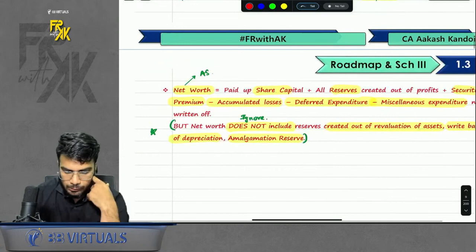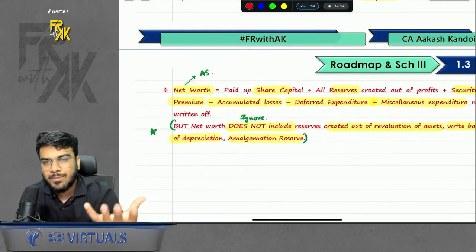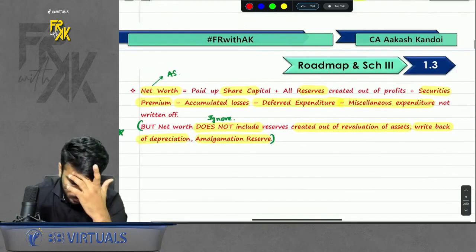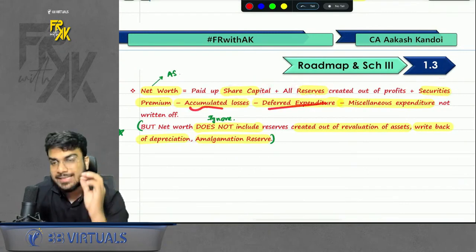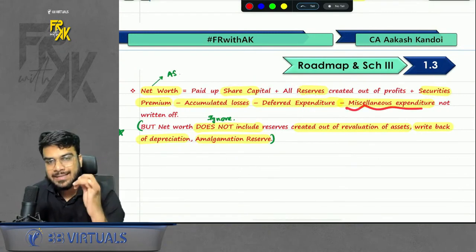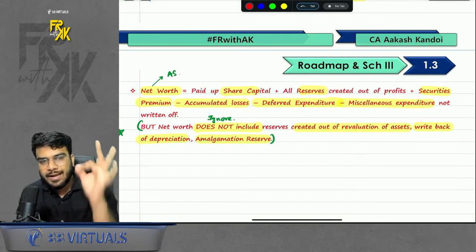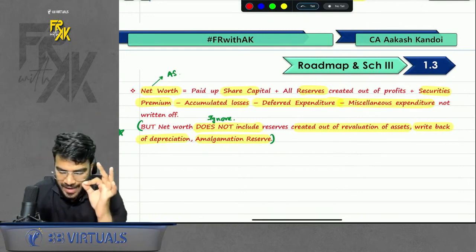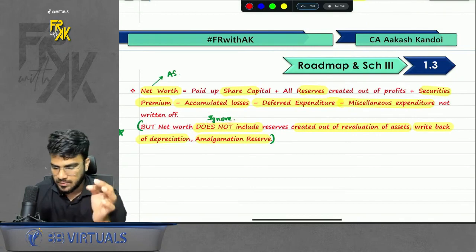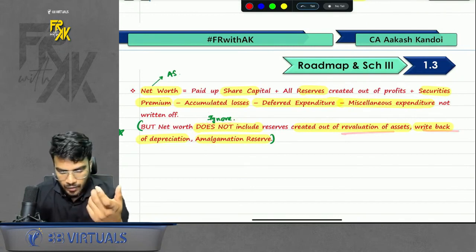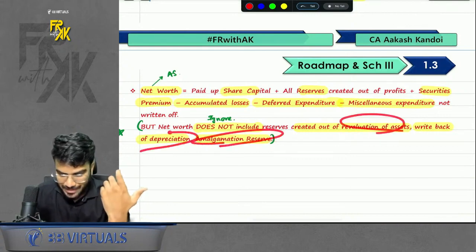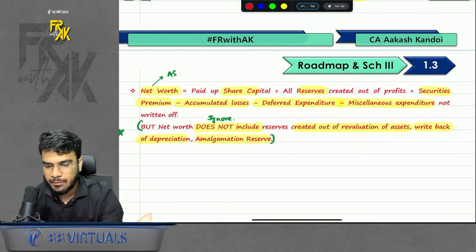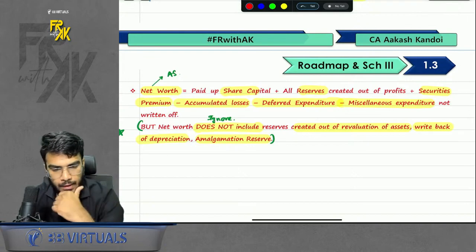So what about the calculation of net worth? The basic formula given for the calculation of net worth is share capital plus reserves plus premium less accumulated losses less deferred expenditure less miscellaneous expenditure. But what will net worth not include? The following reserves have to be ignored: revaluation reserves, write back of depreciation reserve, and amalgamation reserves. If you see any of these reserves in the balance sheet, you will have to ignore them for the purpose of calculation of net worth. I hope this is clear to everyone.